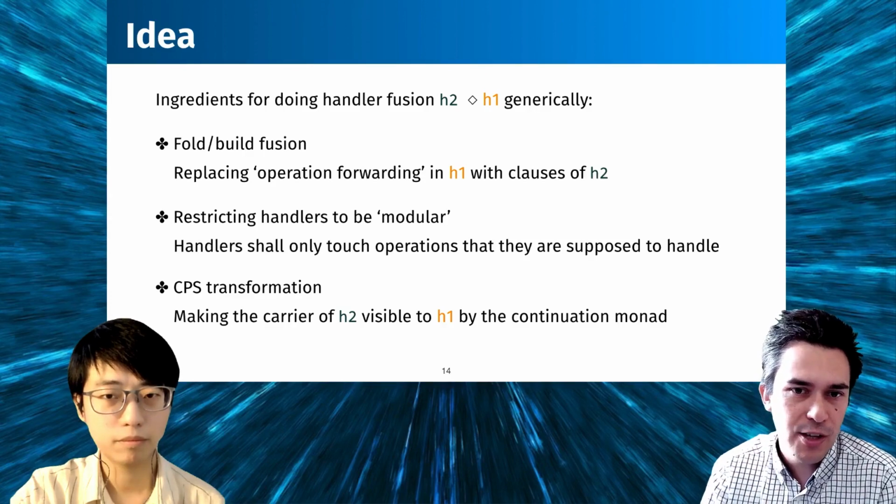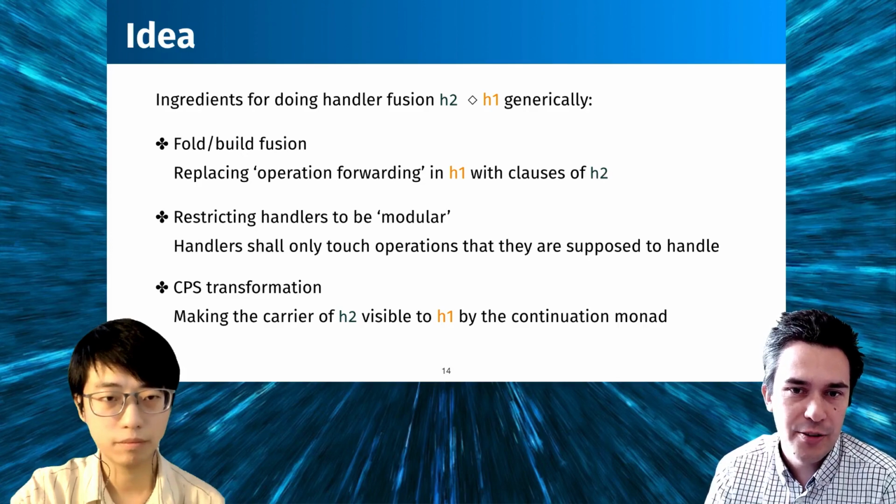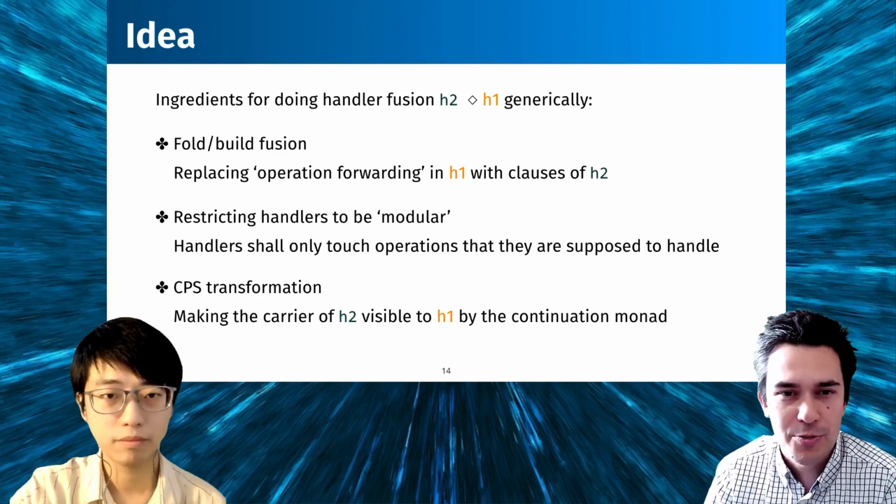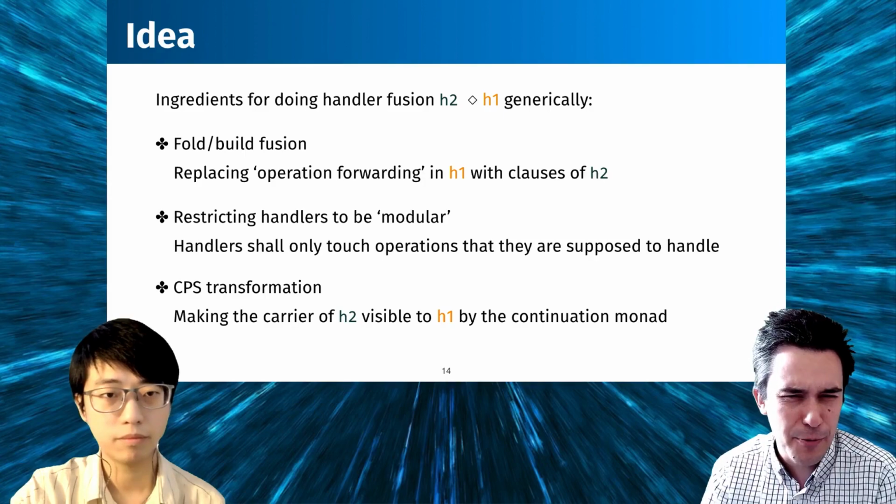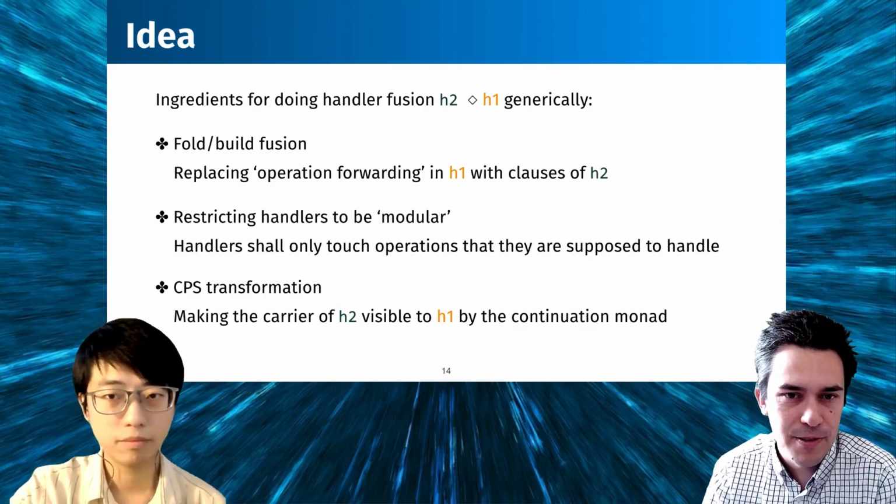Then, whenever H1 encounters an operation meant to be handled by H2, the operation can be handled by acting on the result type of the continuation monad. This sounds a bit of a mouthful, but it's essentially the same technique as Andrei Filinski's CPS-based implementation of monadic reflection.